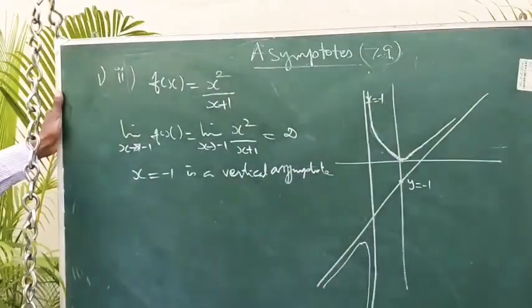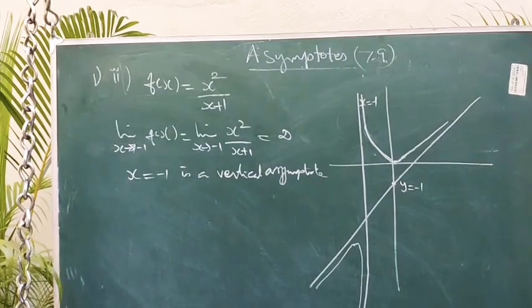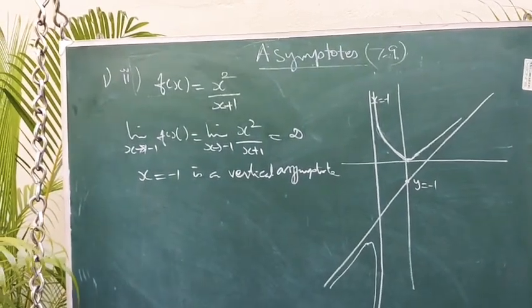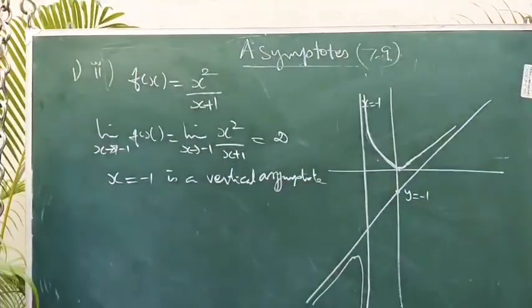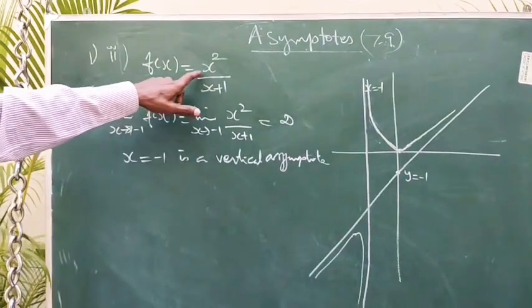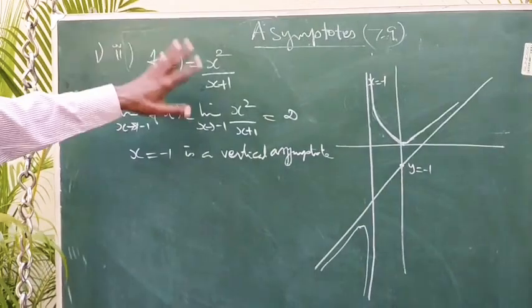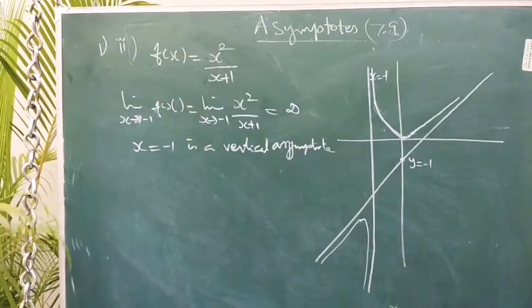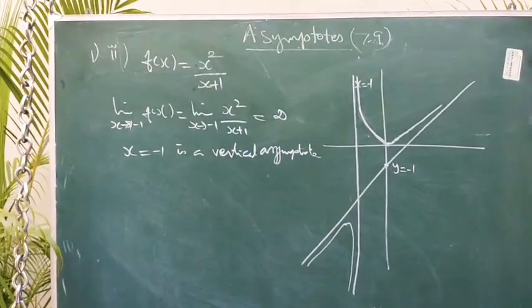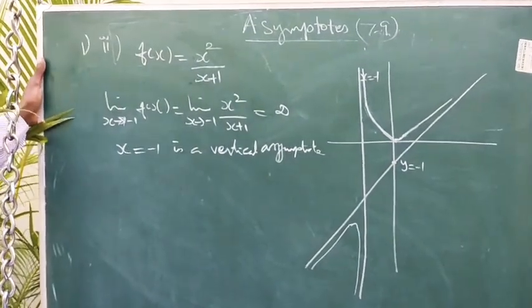Okay. So x equal to minus 1 is a vertical asymptote. So this is the line x equal to minus 1. Look at here, my dear student. The degree of the numerator is greater than the degree of the denominator. That's why surely a slant asymptote exists. To get this slant asymptote, as already told you, apply the division method.